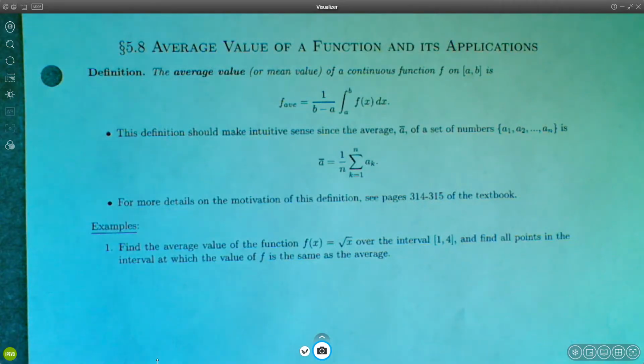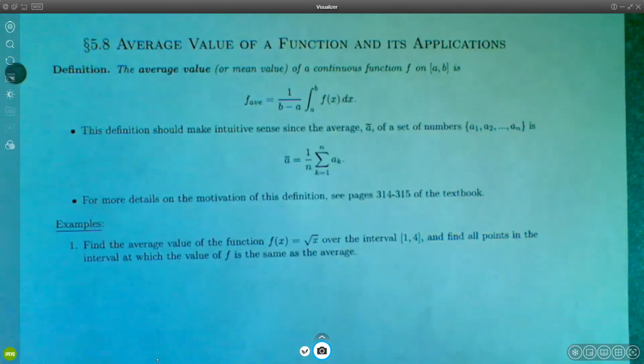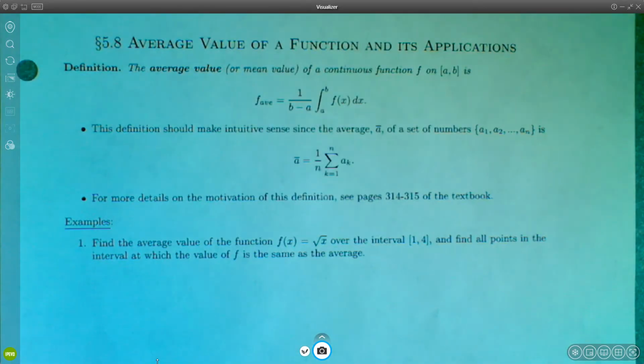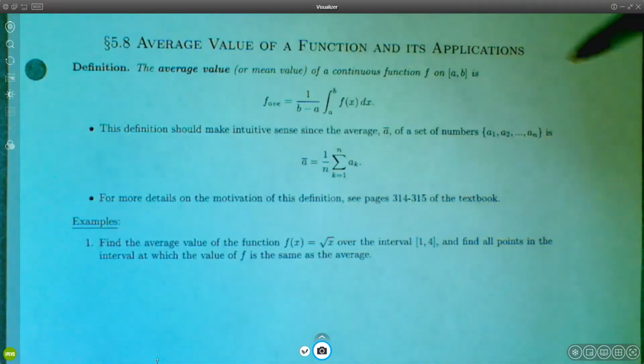All right, moving on to 5.8. This section will be a little shorter. Well, quite a bit shorter. There's just a couple things I want to say here. Okay, so 5.8 is about the average value of a function.